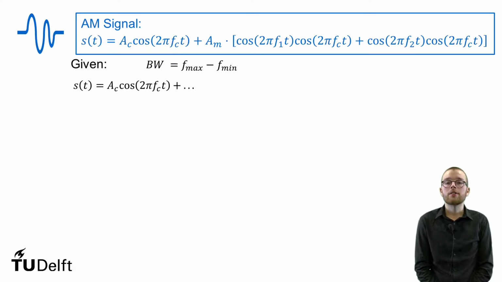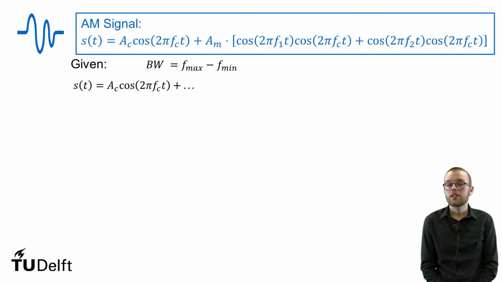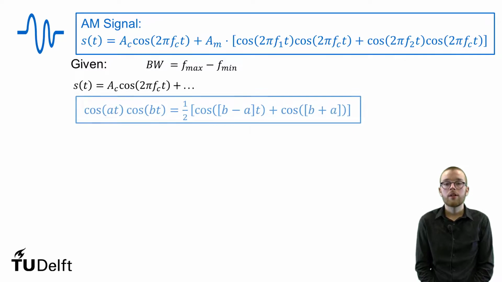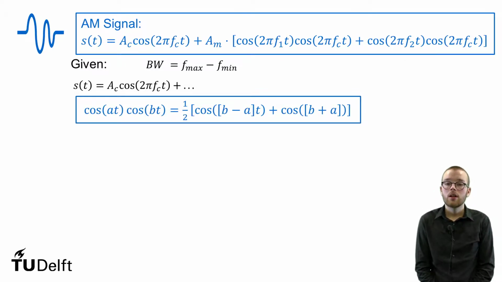In order to find these maximum and minimum frequencies, we have to rewrite our AM signal in such a way that it no longer contains products of cosines but only contains sums of cosines. The first part of this is easy, since our first term already only contains one cosine. For the last two terms, we will have to employ the following rule. The product of the cosine of A times t and the cosine of B times t can be given by the following sum of cosines.